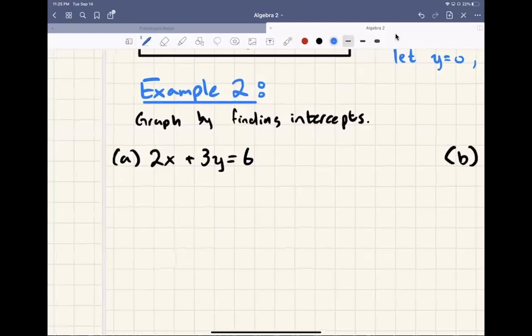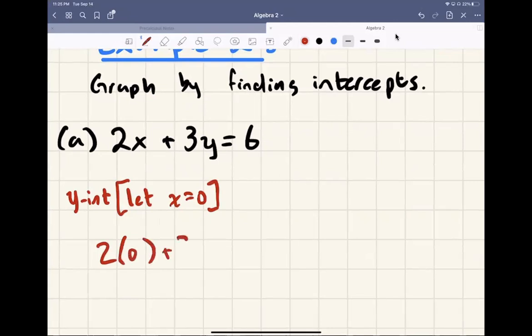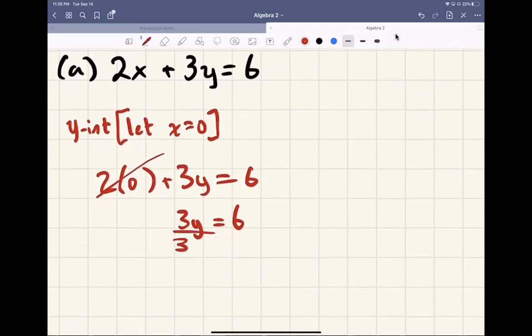Okay, so let's find our intercepts. So we're going to do our y-intercept. That means let x equal 0. Okay, so what does that mean? You're going to rewrite the original equation. You're going to have 2 times 0 plus 3y equal to 6. 2 times 0 is 0, so that's going to go away, and you're going to get 3y is equal to 6, and then you're going to divide both sides by 3. You're going to get y is equal to 2. This is our y-intercept, okay?